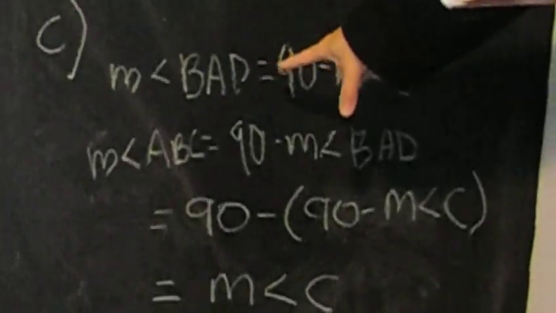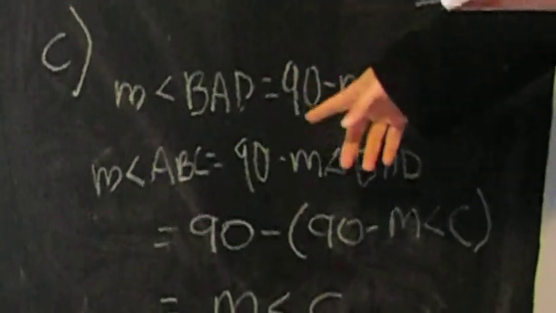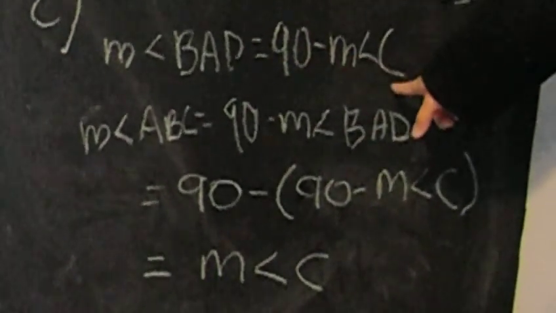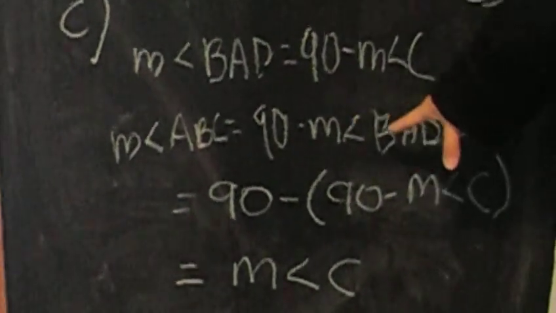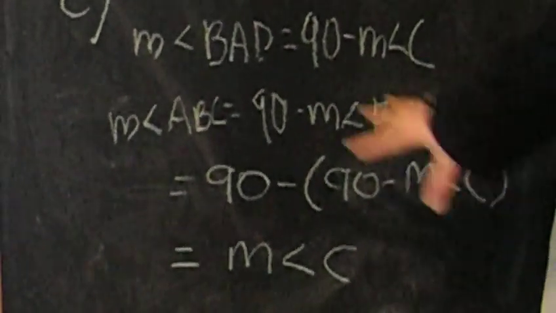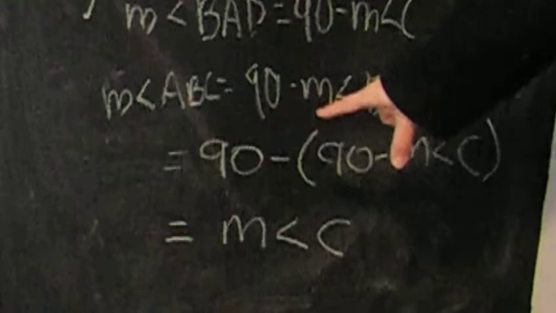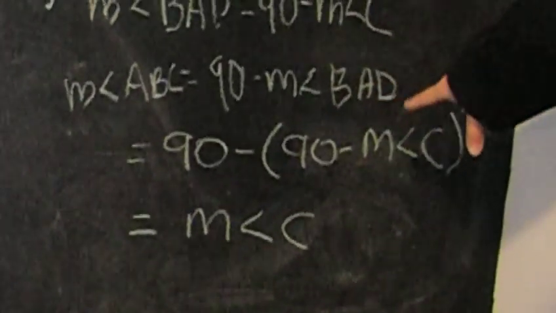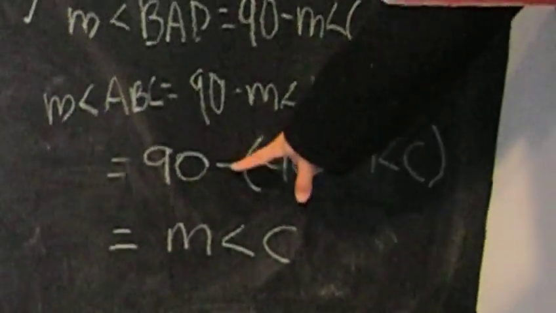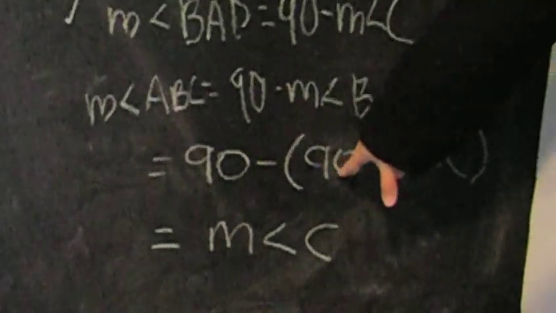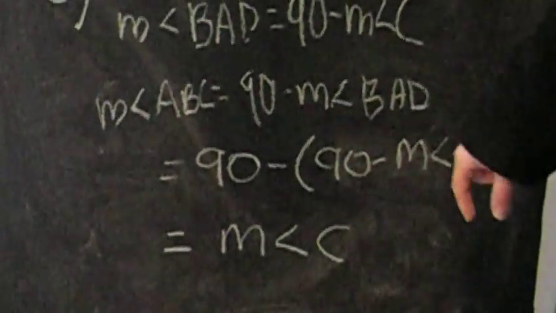And that's because the measure of BAD, which is angle A, really, is 90 minus the measure of C. The measure of ABC is 90 minus the measure of angle BAD. And when you do that out, you get 90 minus, parentheses, 90 minus the measure of angle C. Those cancel, and that becomes a positive, and it equals the measure of angle C. So it will always be equal.